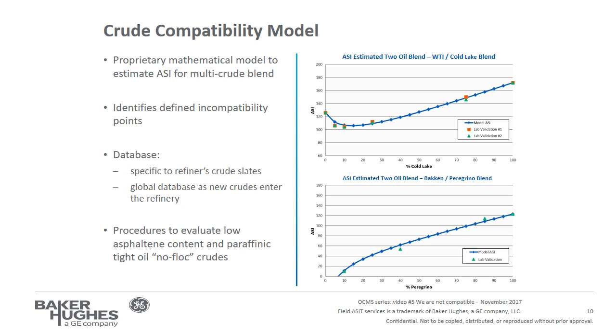The blue data represents the model calculated ASI value on the y-axis versus the blend percentage on the x-axis, 0 to 100%, of one of the crudes in the blend. ASI measurements of physical blends are also plotted validating the model values. Blends containing as many as 8 different crudes have been modeled and lab test validated in a similar manner.